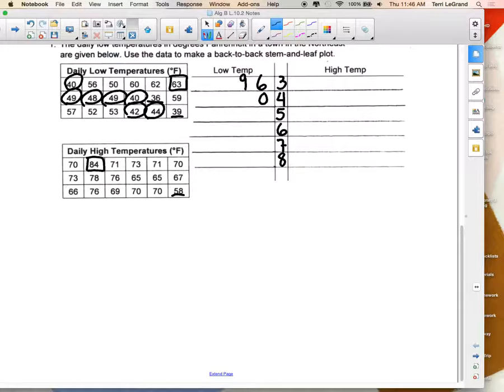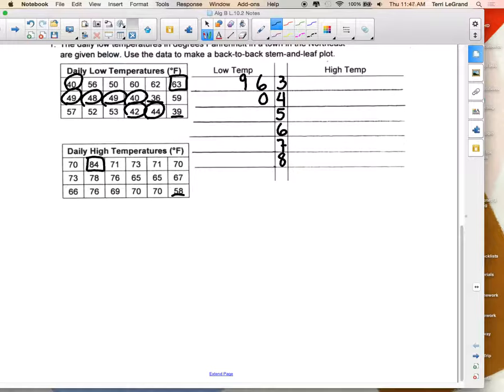I know, but there's still only 6. 1, 2, 3, 4, 5, 6, 7. Where's the 7th? 4, 5, 6, 7. He's right, there are 7. Thank you, Cody. There's 1, and then there's 4, that's 5, 6, 7. Okay, so we need 7 leaves.